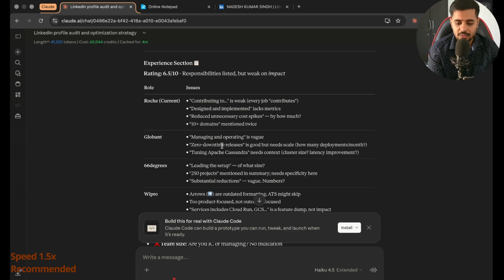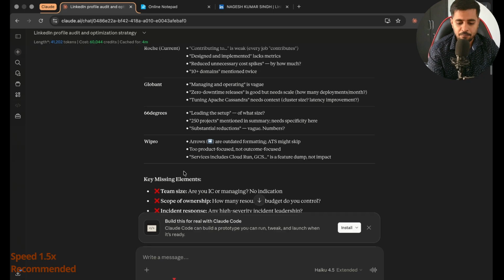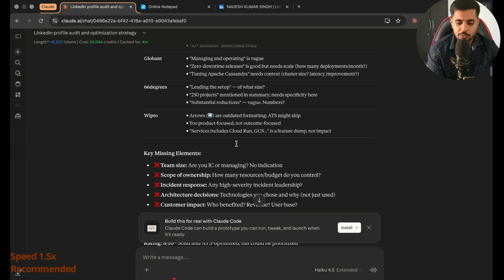Talking about Globant, managing and operating is vague. Okay, we need to add some values. Zero downtime releases is good but needs scale. How many deployments, how many months? Okay, I need to add these two. Tuning Apache Cassandra needs context. Cluster size, latency improvement. Okay, I need to add this. Leading the setup, or what size. Okay, so I need to add some values. Okay, that I was able to get.